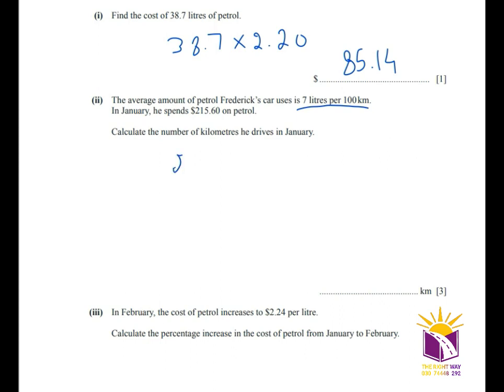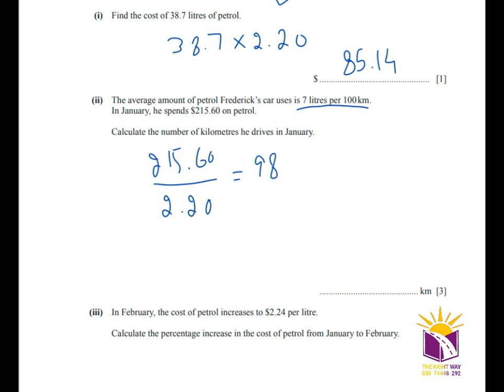So 215.60 divided by the price of the petrol, and the price of petrol is 2.20, which is given in part 1. So 215.60 divided by 2.2 will be equal to 98 liters. So he uses 98 liters.